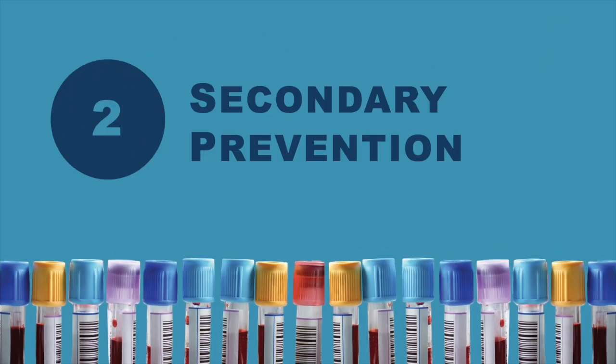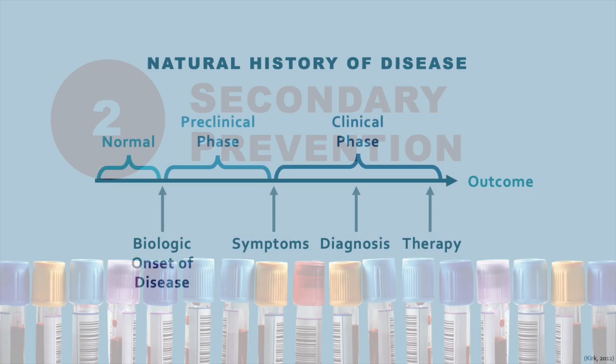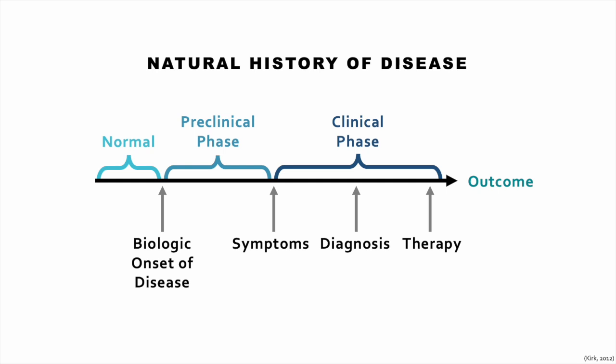For screening programs to be possible, we need a disease to have a detectable preclinical phase, and for diagnosis during that phase to change the outcome for the patient. For example, if detection shortly after the biological onset of a disease would not lead to prolonged life or improved quality of life or cure, then we wouldn't be able to do a screening program.